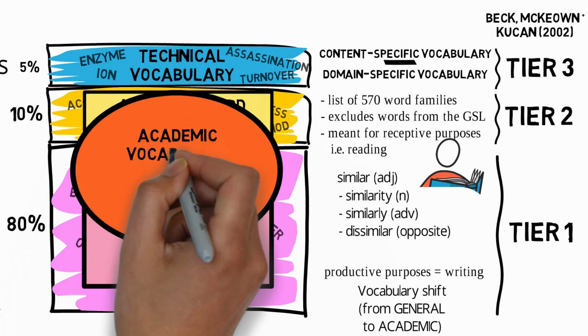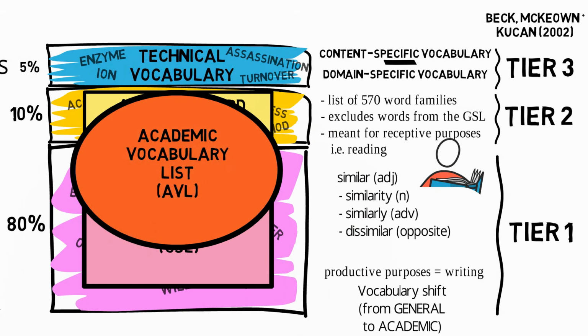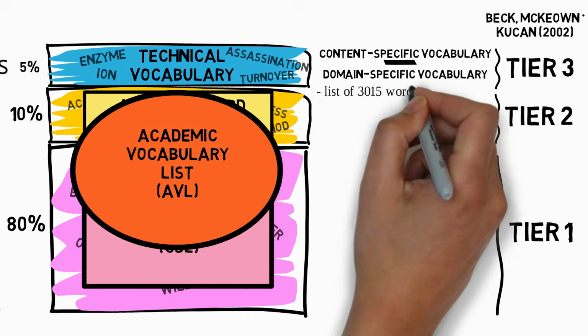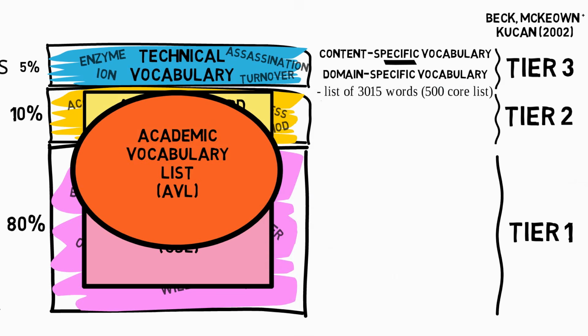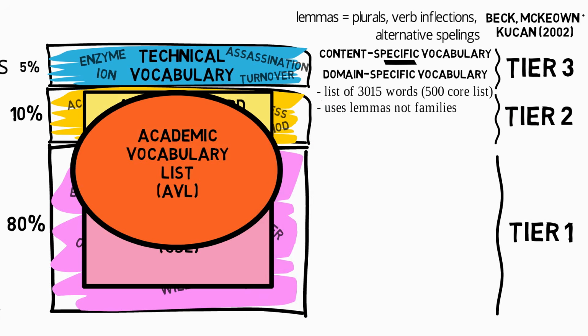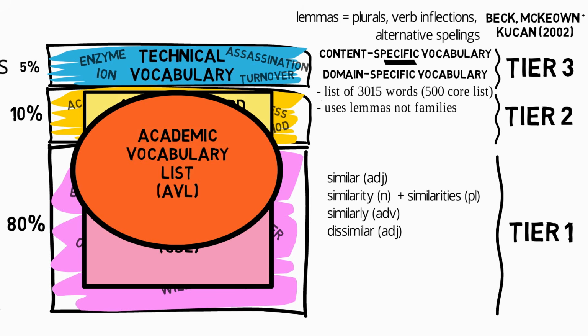A different list which overcomes some of the problems of the academic word list is the academic vocabulary list, or AVL. So this is a list of 3,015 words, or 500 words in the core list. It doesn't use word families with many different words, it uses what's called lemmas. That's a bit technical, but basically it just means plurals, verb inflections, and alternative spellings. So for the example we saw, similar, similarity, similarly, and dissimilar, rather than being one word family, these are 4 different words. And with similarity, of course, we need the plural, similarities.